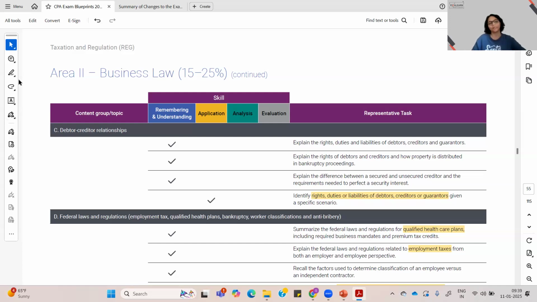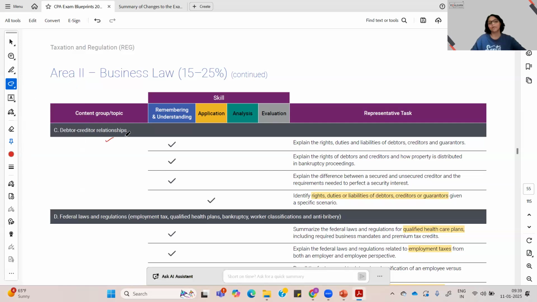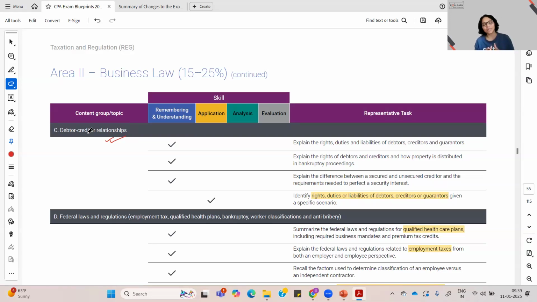So this portion is important, because once you get to this, you will have to put in effort to master these concepts, because we've never done this before. Around 25% of the paper comes from here. Again, these are indicative percentages, guys.